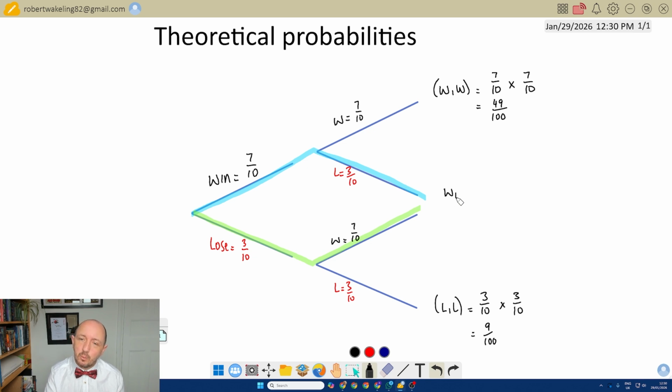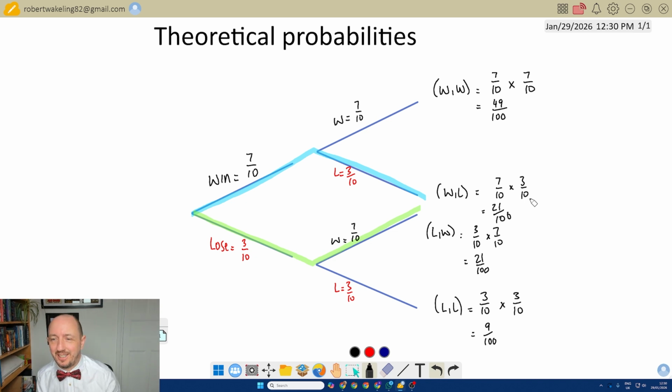So win-lose would be 7 out of 10 times 3 out of 10. That is 21 out of 100. And lose and then win, 3 out of 10 times 7 out of 10. That's also 21 out of 100, since 10 times 10 is 100. So when you're doing this, they don't always come out the same like that. That doesn't always happen. It sometimes does. But we're calculating the 3 out of 10 times 7 out of 10 in this case.